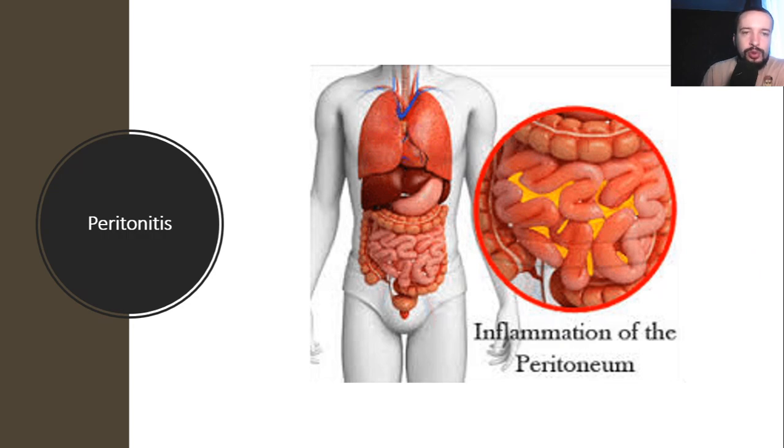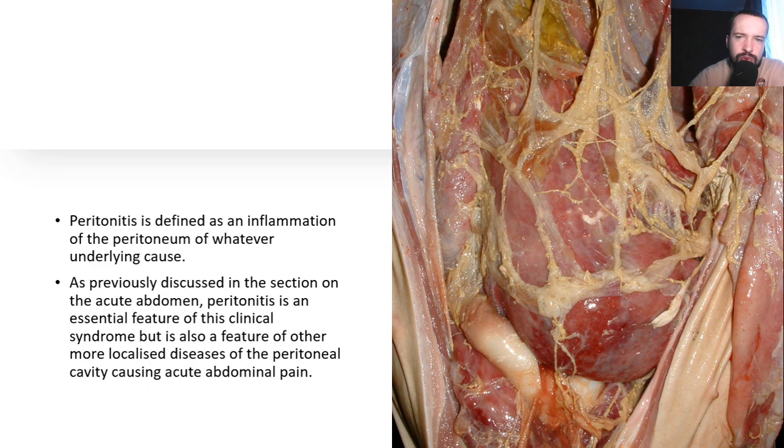The topic of acute abdomen we finished. Now we need to talk about peritonitis. It is not many words, but it's very important. First of all, I want you to look at what the peritoneum is.